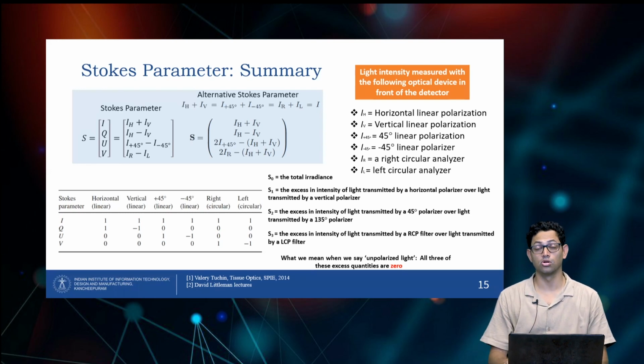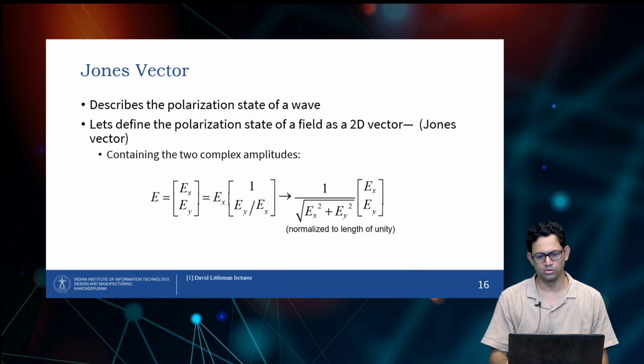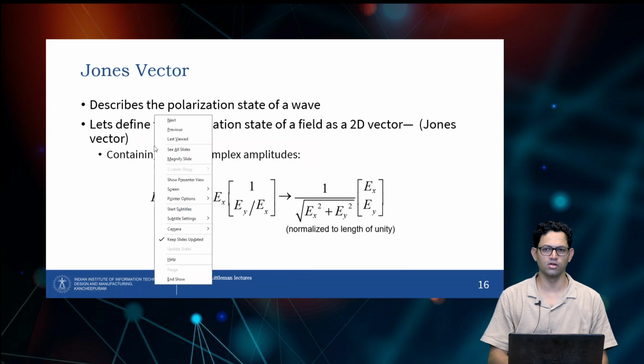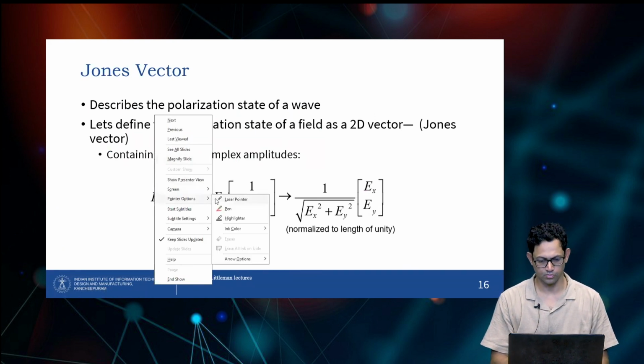Last class we talked about how we quantify the polarization of light using the Stokes vector. In today's class we will talk about how we quantify the polarization using the Jones vector. So the Jones vector, again, is another approach to take on the polarization.